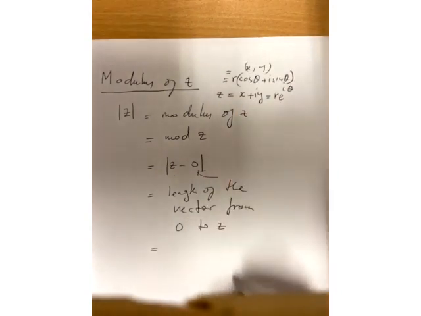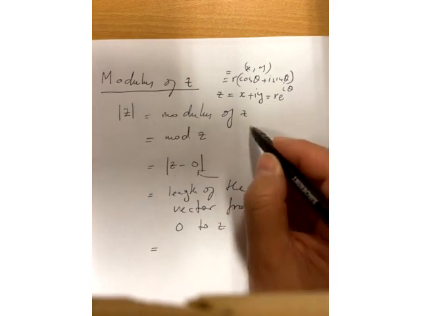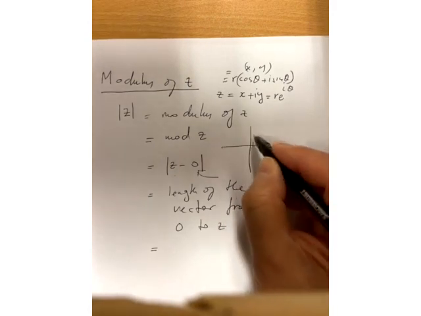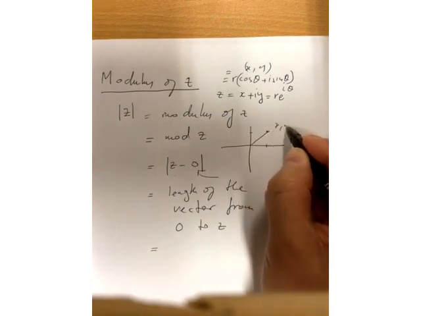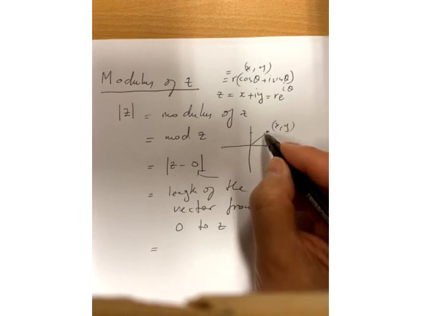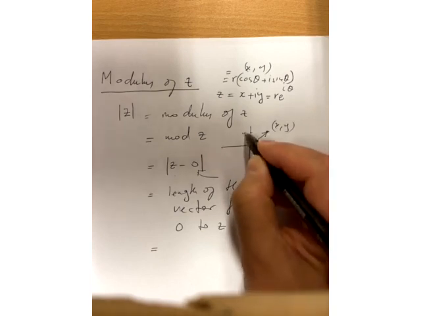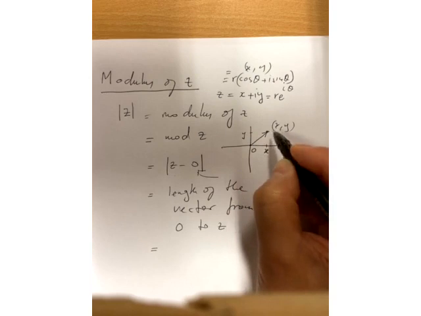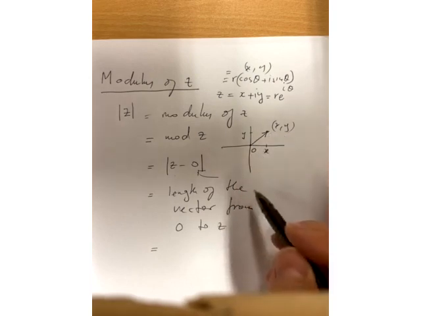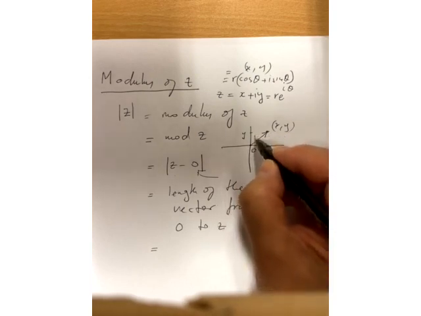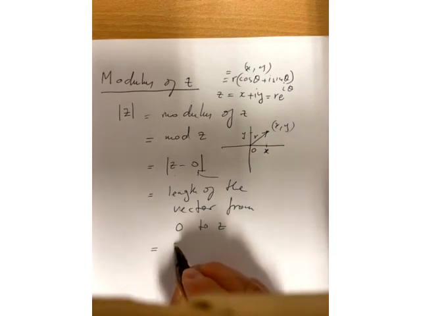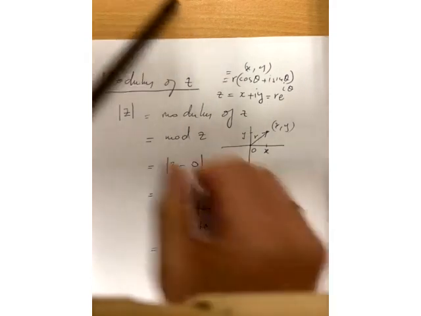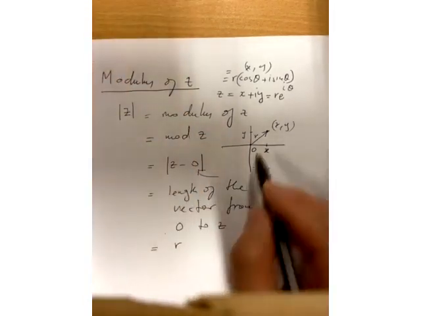And so if you were to plot it as a point, it'll be x comma y. So that will be a point there. But in terms of a vector, it is a vector from the origin in this case to this point. In terms of the length of that vector, it's defined as r, which is also defined as the modulus. So the modulus of z is nothing more than the length of the vector, in this case from the origin to z.